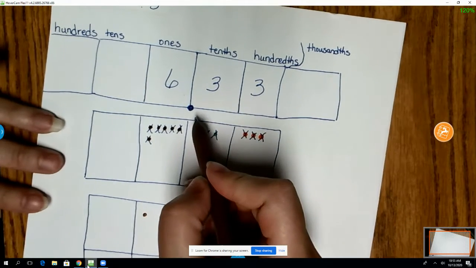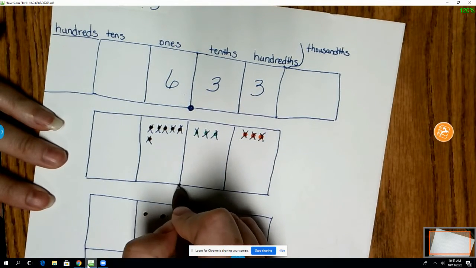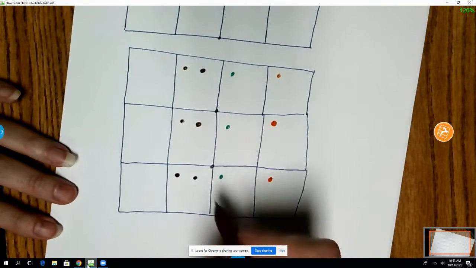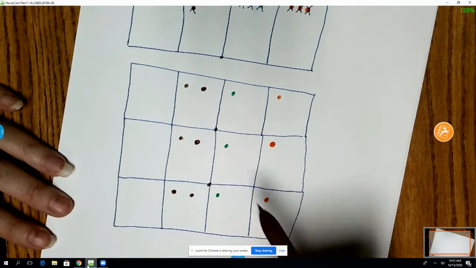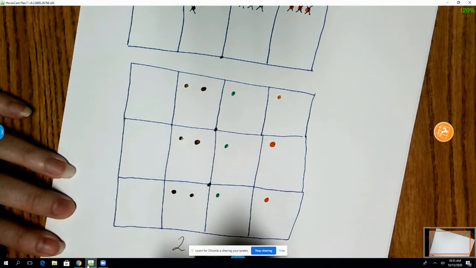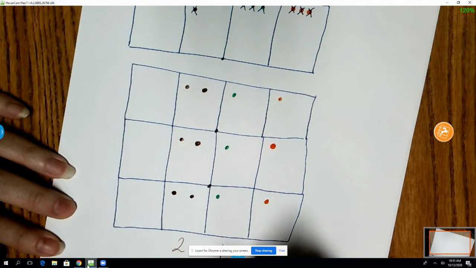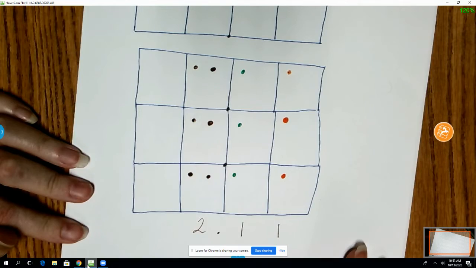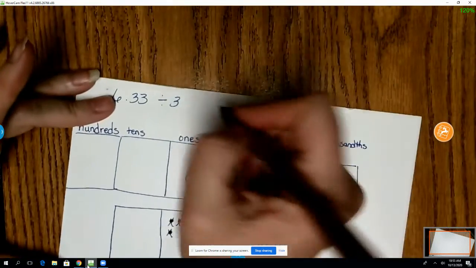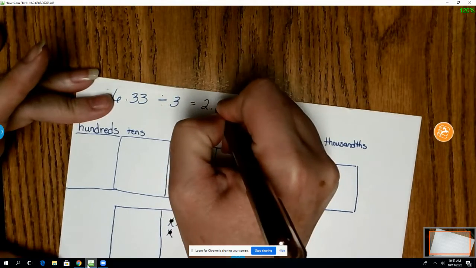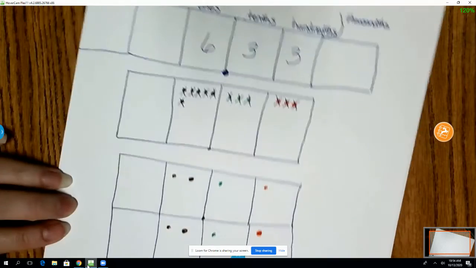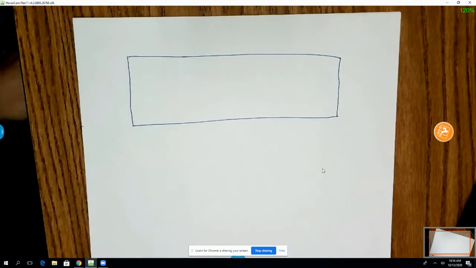If I look here, remember my decimal just keeps coming straight down. So there's my decimal, each group gets 2 ones, 1/10, and 1/100. And so now I know that my answer would be 2 11/100. Let's try another one. You try this with me. Go ahead and create your place value chart.